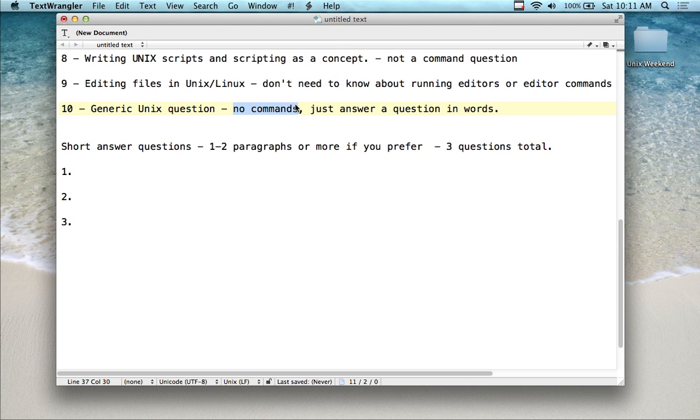These are along the lines of, and I'll read you part of the question here: Describe the blah, blah, blah process. Make sure to point out at least 3 distinct blahs. It's a generic Unix question, a generic Unix question about using Unix.